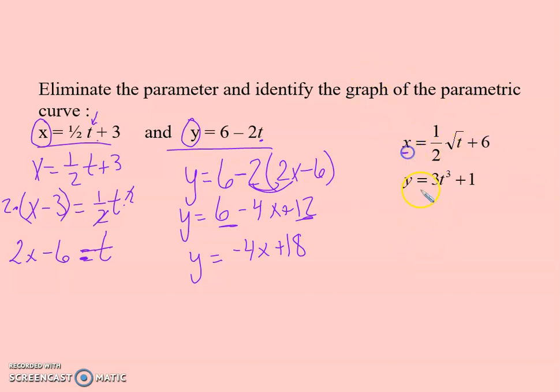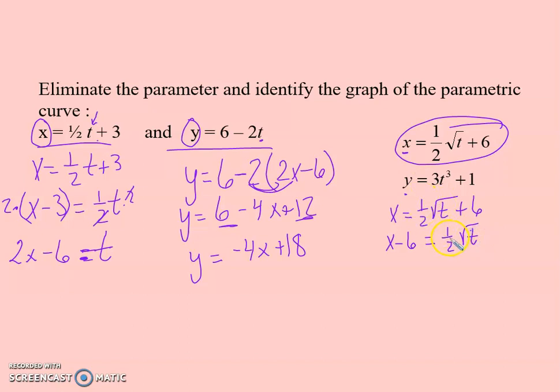We also have a value for x and a value for y, and we want to simplify one of these so that it just says t equals. I'm going to choose to simplify the x one. So let's see. We have this. Okay. So I'm first going to move the 6 over by subtracting it. And again, I'm going to get rid of this fraction by multiplying by 2 on both sides. So 2x minus 12 equals the square root of t.